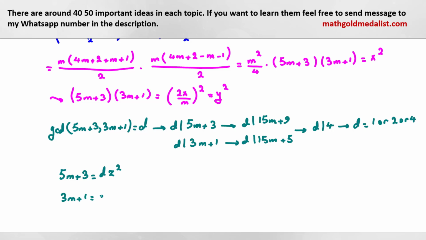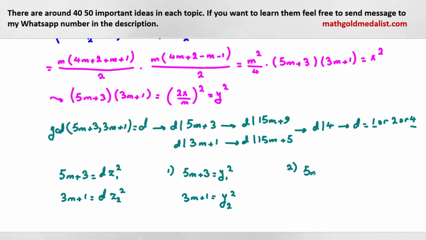d times z2 squared maybe. Yes, z1 squared, for example. Do you agree if d is 1 or 4, then 1 times z squared again is a perfect square, or 4 times z squared is a perfect square, right? Agreed? If it is 1 or 4, then again the product will be a perfect square. Yes. So case 1 is 5m plus 3 is y1 squared, 3m plus 1 is y2 squared, right?